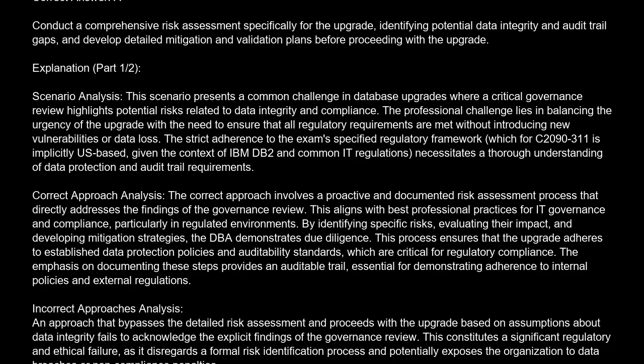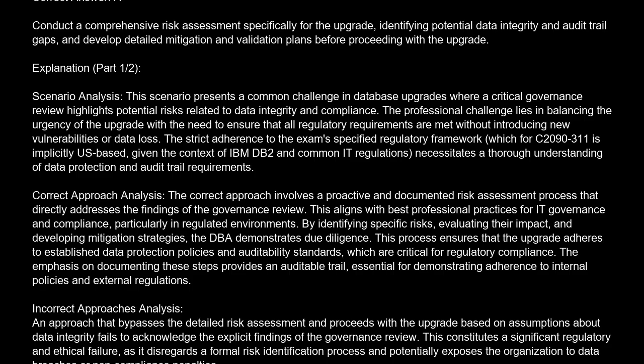The professional challenge lies in balancing the urgency of the upgrade with the need to ensure that all regulatory requirements are met without introducing new vulnerabilities or data loss. The strict adherence to the exam's specified regulatory framework, which for C2090-311 is implicitly US-based, given the context of IBM DB2 and common IT regulations, necessitates a thorough understanding of data protection and audit trail requirements.